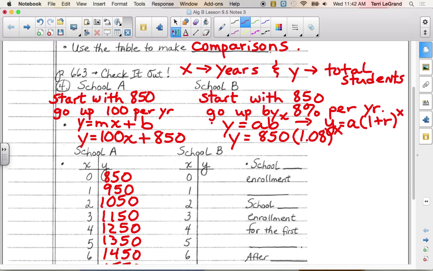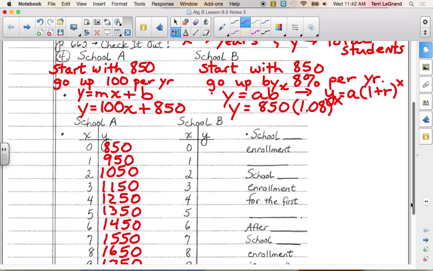Now we are going to have to use our calculators. Do you want us to round? Okay. So when x, yeah, we'll do the first couple together to make sure we understand. So when x equals 0, what's y? 850 at the start. When x is 0, that's the start.